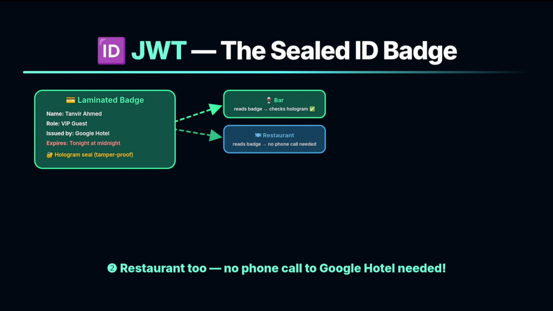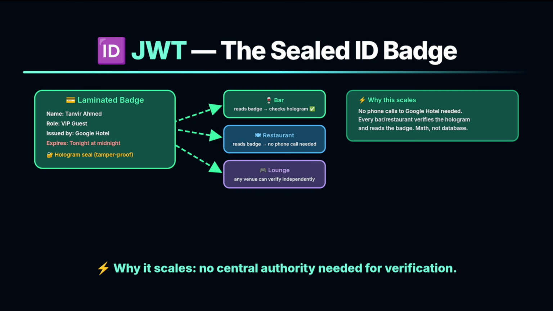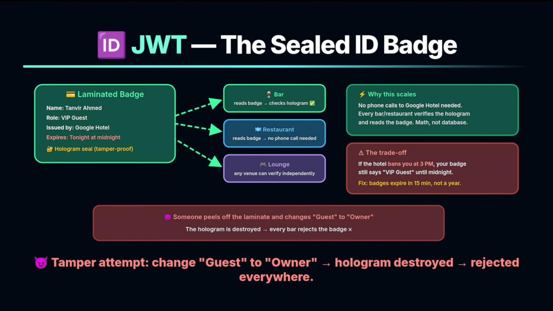Every bar, restaurant, and lounge in the hotel can look at your badge and instantly know who you are and what you are allowed to do. But the trade-off is, if the hotel bans you at 3 p.m., your badge still says VIP guest until midnight.